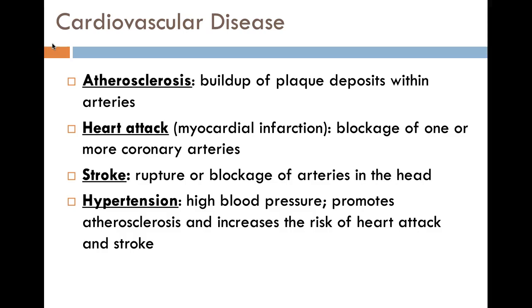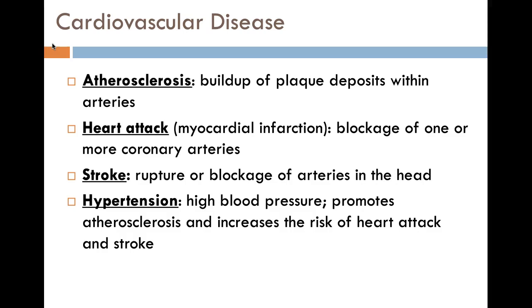Another type is stroke, which is a rupture or blockage of arteries in the head. A thrombus is a blood clot. When that blood clot takes place in an artery and moves, it can cause damage to the brain and cause that artery to rupture, known as a stroke.